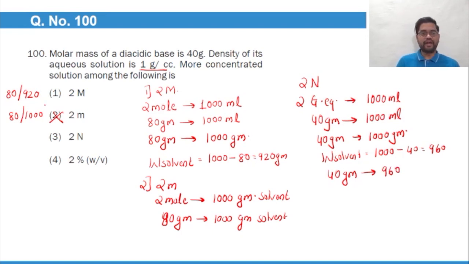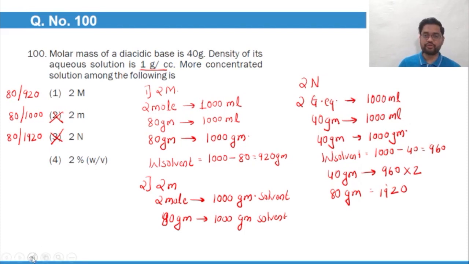So 40, everywhere it is 80. So can I take it 80 gram, multiplied by 2, will be equal to 960 into 2. 2 6 are 12, 2 9 are 18, 19, 1920. So over here, 80 gram in 1920 grams of solvent. Again, solvent is more, whereas solute is the same. So again 2 molar is more concentrated.